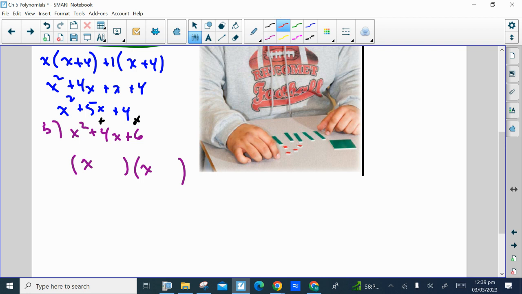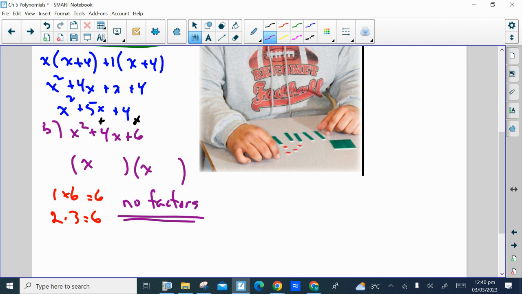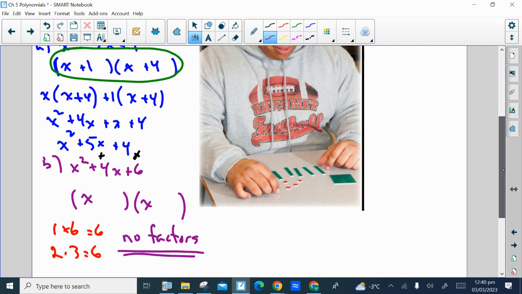And in this case, there are none. You can go 1 times 6 to get 6, but whether you add or subtract the 1 and 6, you don't get 4. You can also go 2 times 3 to get 6, but no matter what you do to the 2 and 3, they don't equal 4. Add them or subtract them won't work. There are no more factors of 6. So in this case here, there are no factors. Sometimes you're going to see that. Not on a quiz or a test, though. On a quiz or a test, if you're asked to factor a polynomial, it will be factorable.